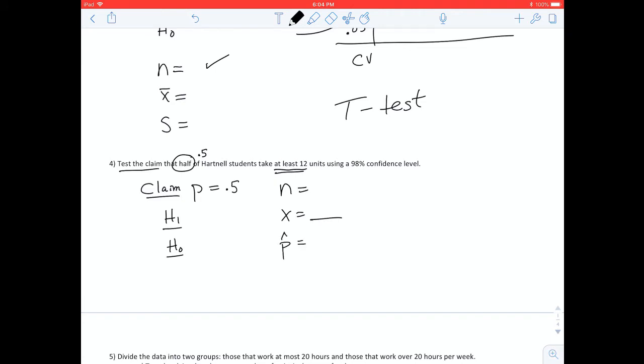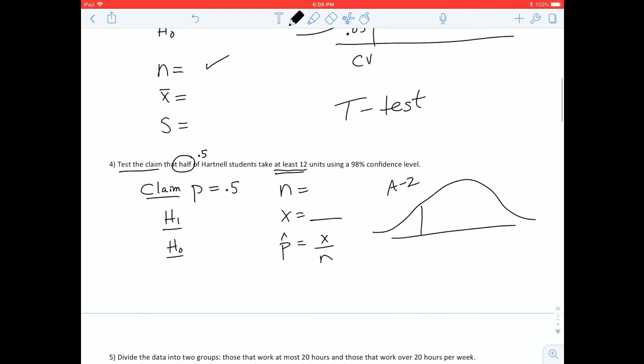And then p hat would be x divided by n. And then you draw the bell-shaped curve. Whenever it's about proportions, you use A2 for the critical values. This one is going to have 2 critical values.